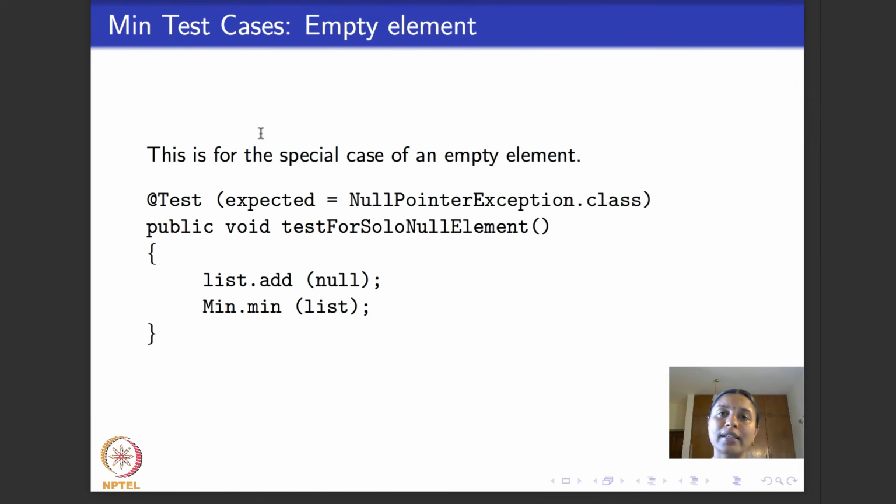So here is another example of a test case that tests our min code for the special case of an empty element. What it says is that I try to add an empty element to the list, and I try to compute its minimum. And in this case, because the code is well written, this is also taken care of. It will return fine, and there is no error in this code even for this kind of test case, right?